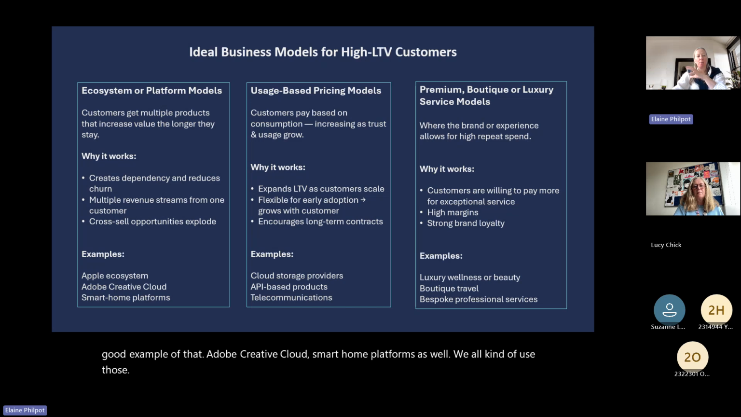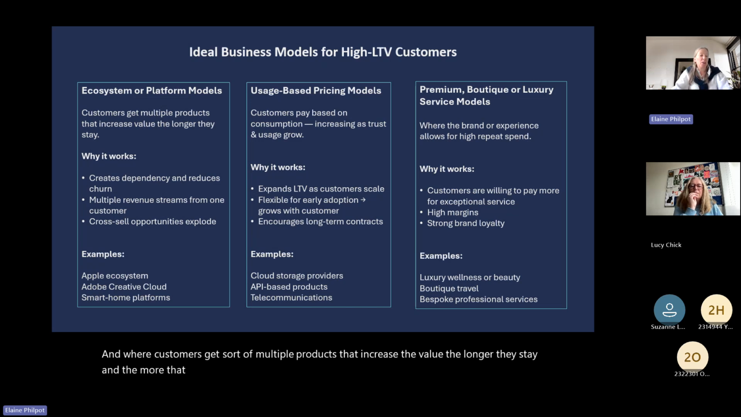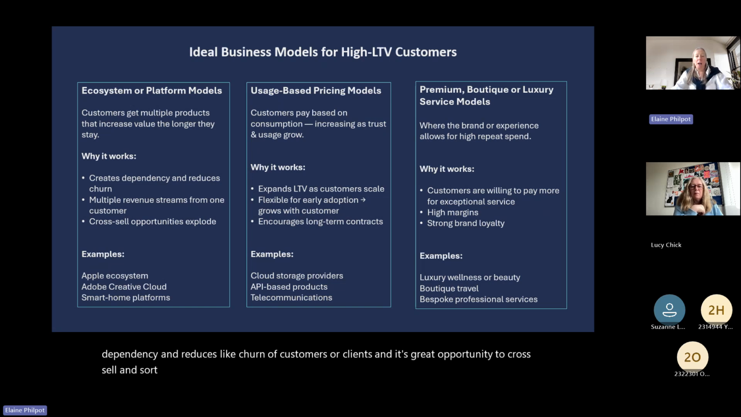So they're really good examples where customers get multiple products that increase the value the longer they stay, and the more they want to engage in it and use it. So it creates a dependency and reduces churn of customers or clients, and it's a great opportunity to cross-sell and upsell as well.